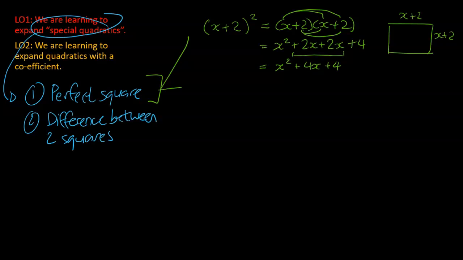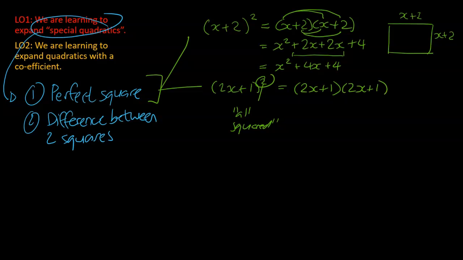Let's have a look at one more example, maybe a slightly harder one. Let's have a look at (2x + 1) all squared. Notice there, I did say the words all squared, because that entire bracket is being squared. Our first step, I would make it look like a double bracket, because I find students who don't do this will make a mistake. They'll end up doing 2x squared plus 1 squared, and then their answer will be wrong.